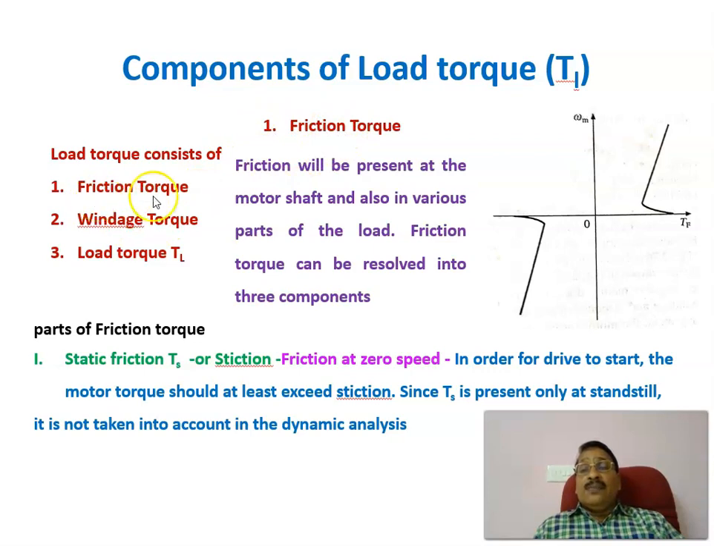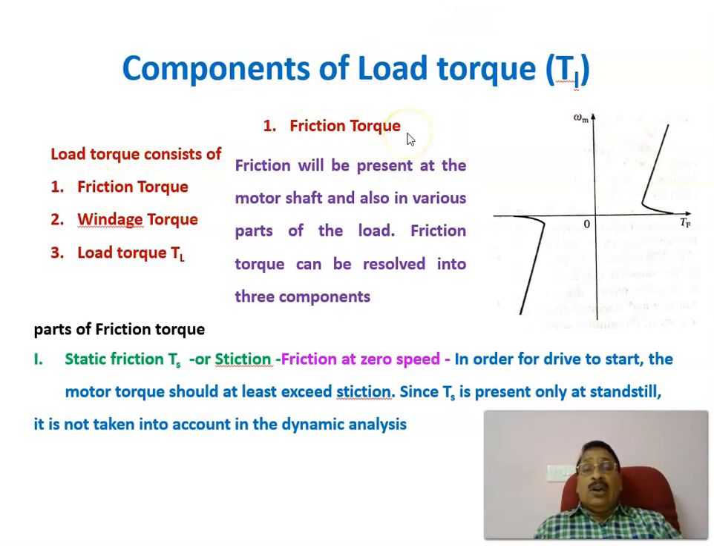One we call friction torque, second we call windage torque, third is called the load torque TL. This is the torque that is producing the mechanical movement. Therefore, these three components are there for this TL. Now let us see the first one, friction torque.